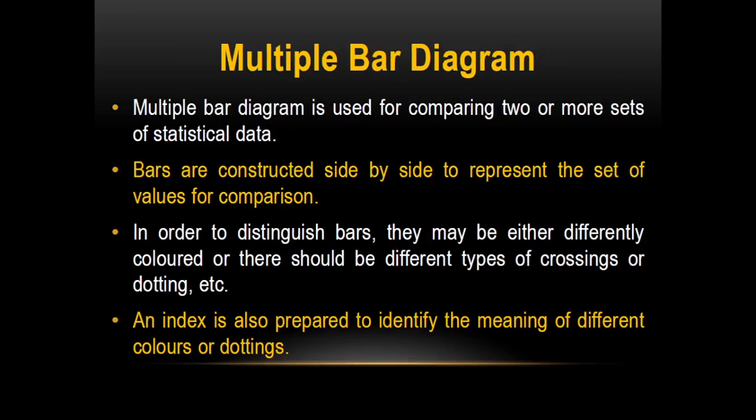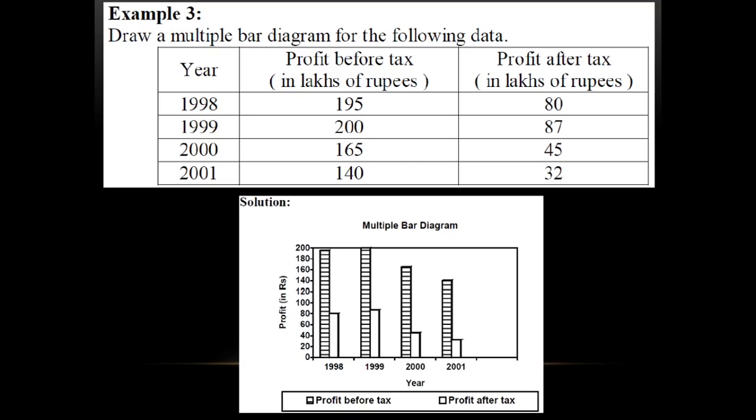Then the next one is the multiple bar diagram. Multiple bar diagram is used for comparing two or more sets of statistical data. Bars are constructed side by side to represent the set of values for comparison. They should be constructed side by side for easy comparison. In order to distinguish bars, they may be either differently colored or there should be different types of crossings or dottings, etc. An index is also prepared to identify the meaning of the different colors or dottings.